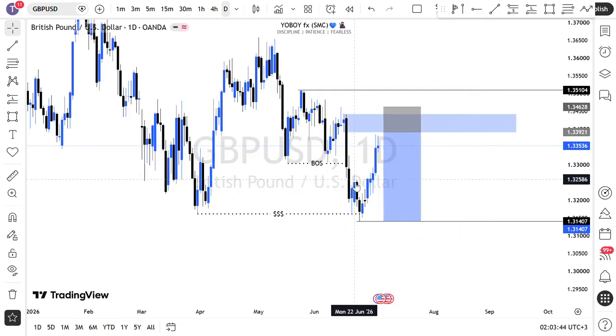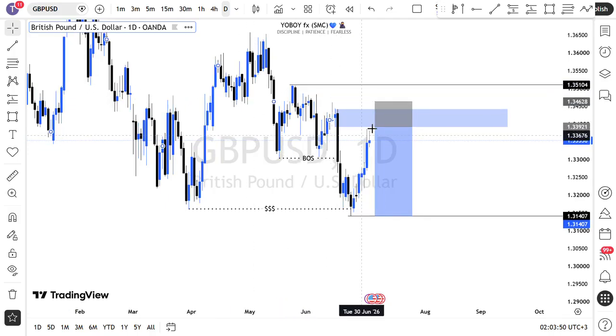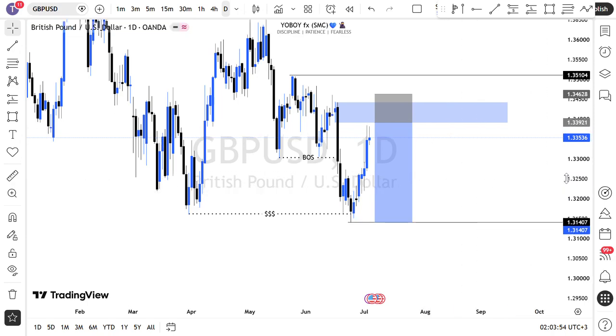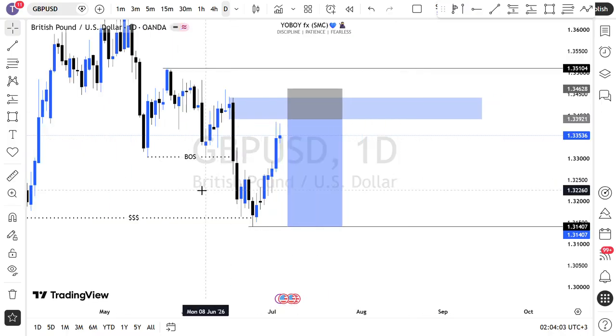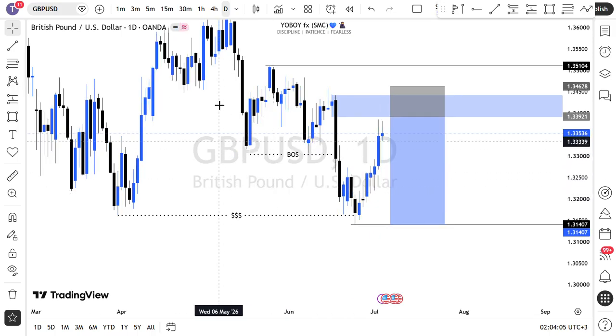So right now I think the price will be coming, let's say, to maybe take out this high as a liquidity, or this high as a liquidity, before we look for more sales to the downside. So that is why on GBP my analysis will change. I don't think price will be reacting from this level, but let us see what the market will be doing.